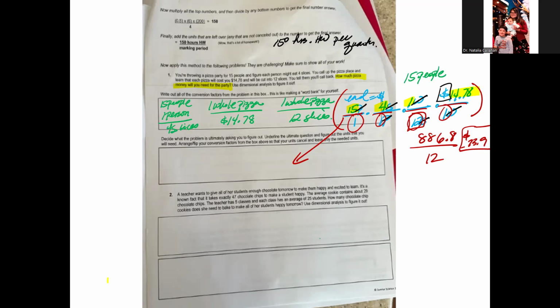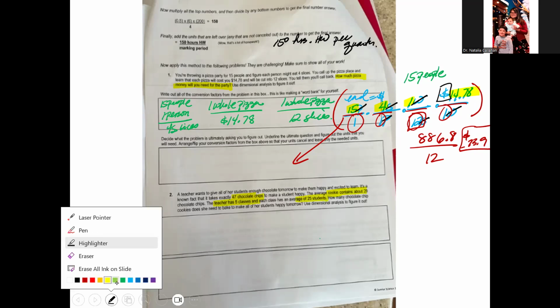Okay, a teacher wants to give all of her students enough chocolate tomorrow to make them happy and excited to learn. It's a known fact that it takes exactly 47 chocolate chips to make students happy. The average cookie contains about 29 chocolate chips. The teacher has 5 classes, each with an average of 25 students. How many chocolate chip cookies does she need to make all her students happy for tomorrow?